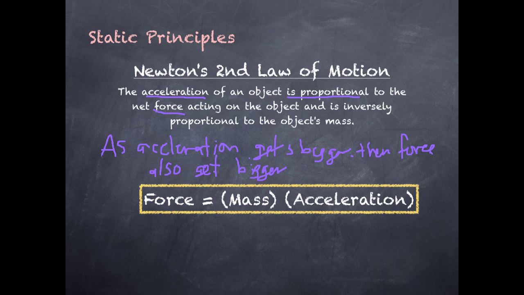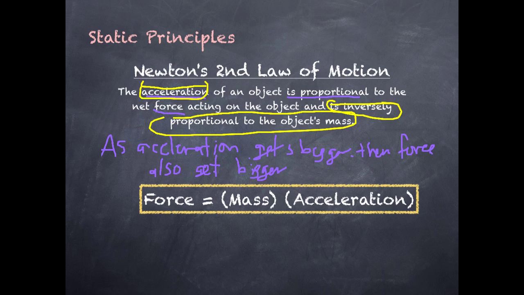And the second part to this, the acceleration of an object is inversely proportional to the object's mass. The acceleration is inversely proportional to the mass. If two numbers have an inverse relationship, it means as one gets bigger, the other one gets smaller. I think that makes sense.